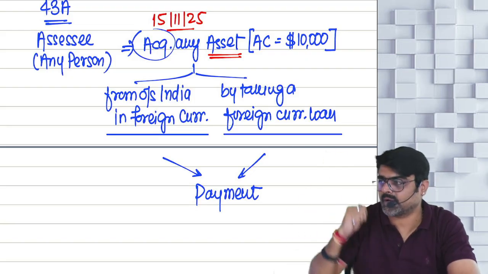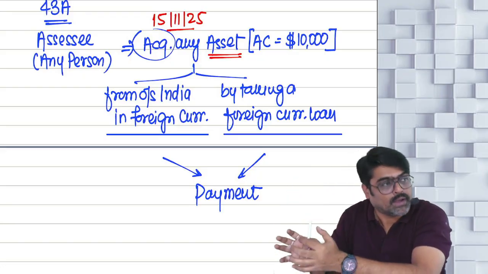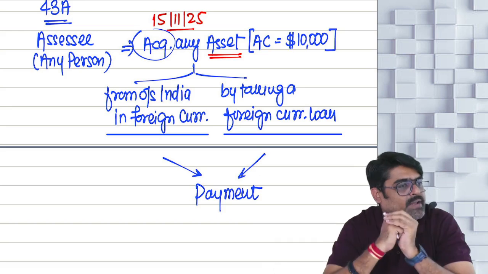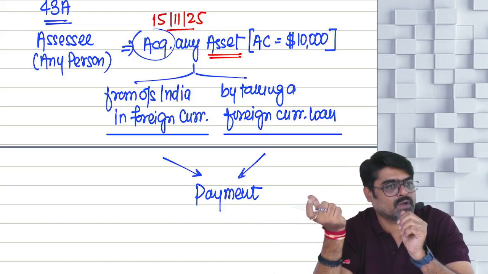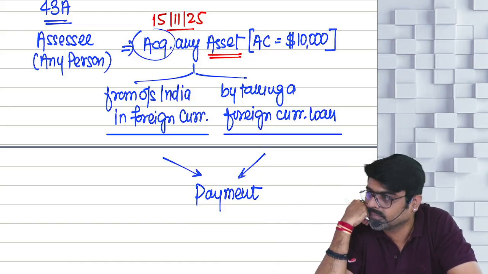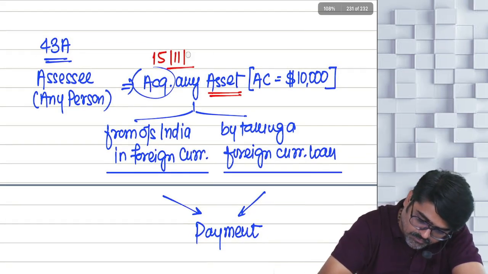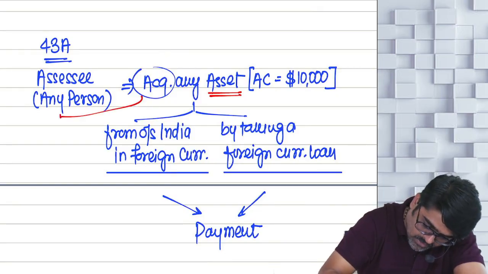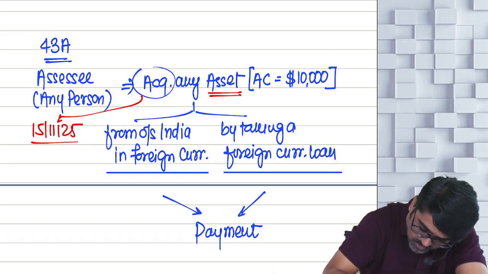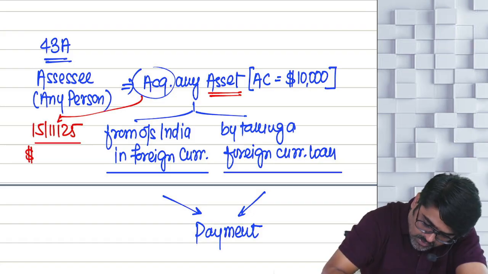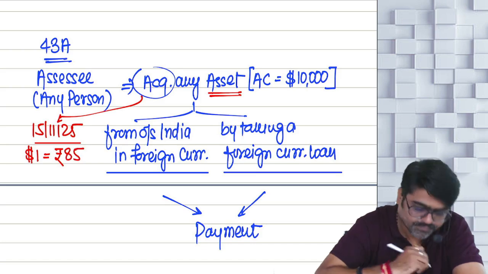Since you are buying an asset in foreign currency on credit from the supplier or by taking a loan in foreign currency, yes or no? So what was the cost of that asset? $10,000. Now this asset whose cost is $10,000 was acquired on what date? 15th of November 2025. On the date on which the asset was acquired, 15th of November 2025, the rate of dollar to rupees, $1 was equal to rupees 85. Possible?